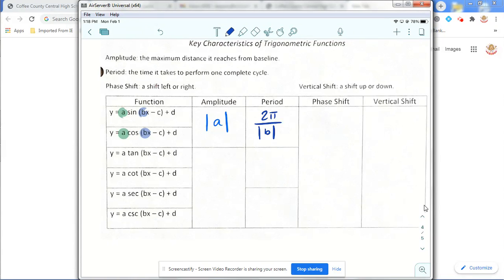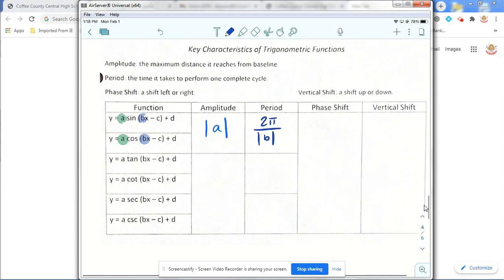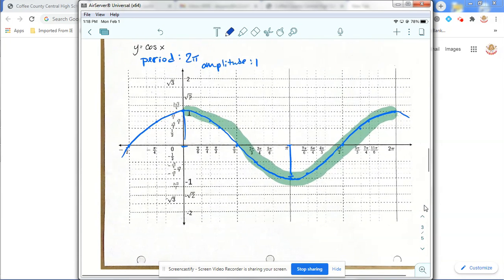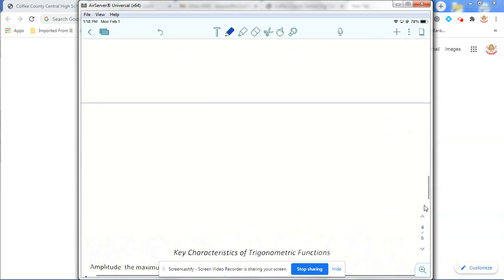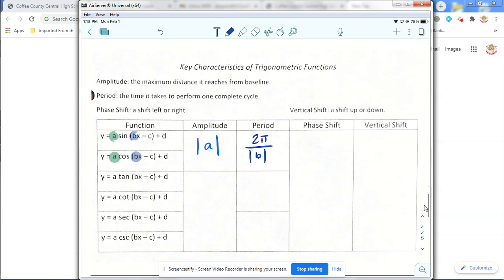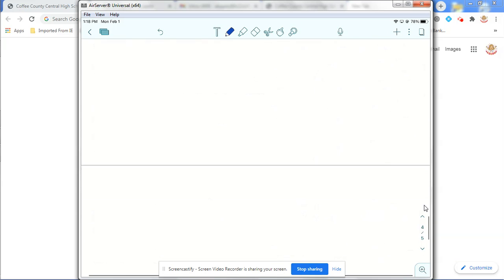All right, so we're going to keep going with this lesson. We just finished looking at the graph of cosine of x and sine of x, and we filled in a couple of blocks in this little table. And so we're going to do some other graphs. So you're going to need your own paper.